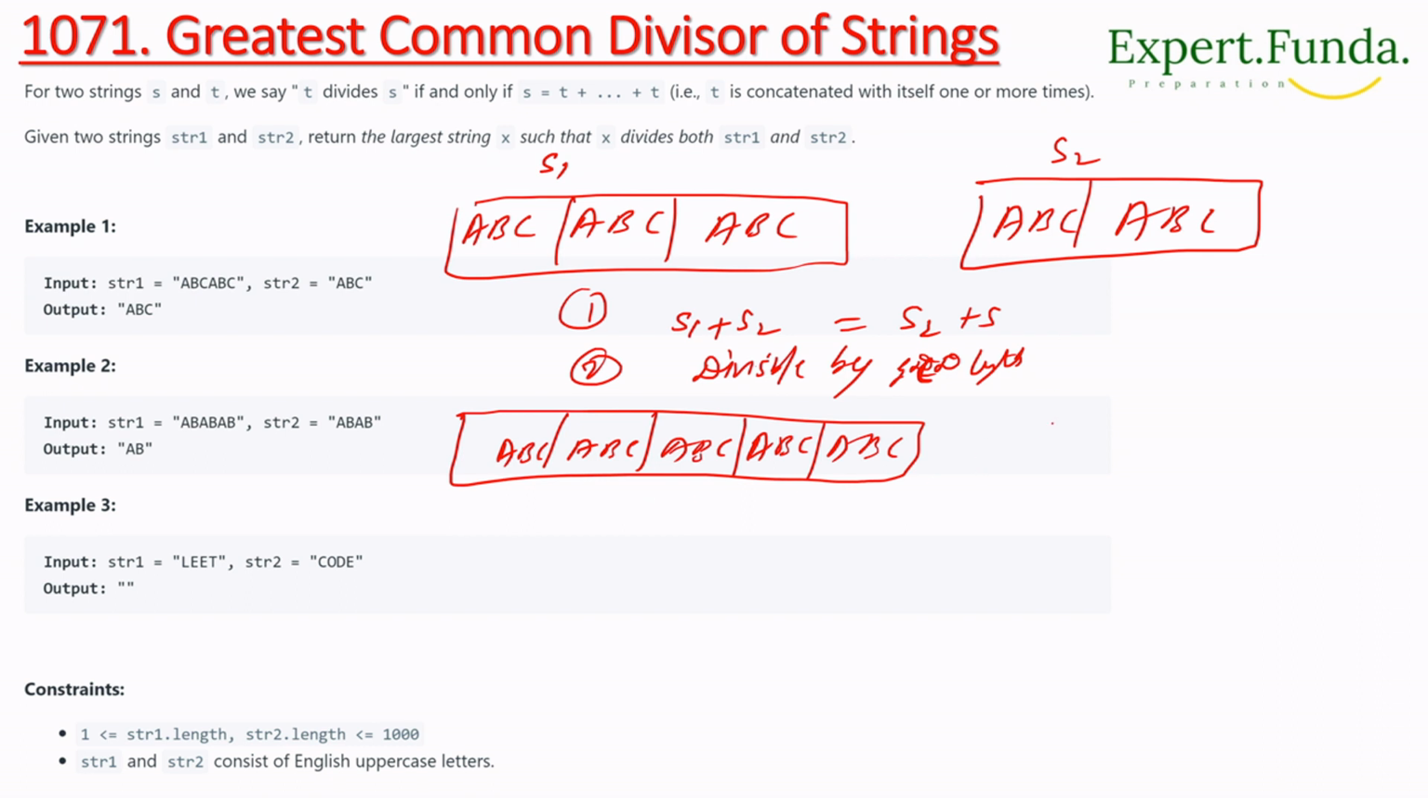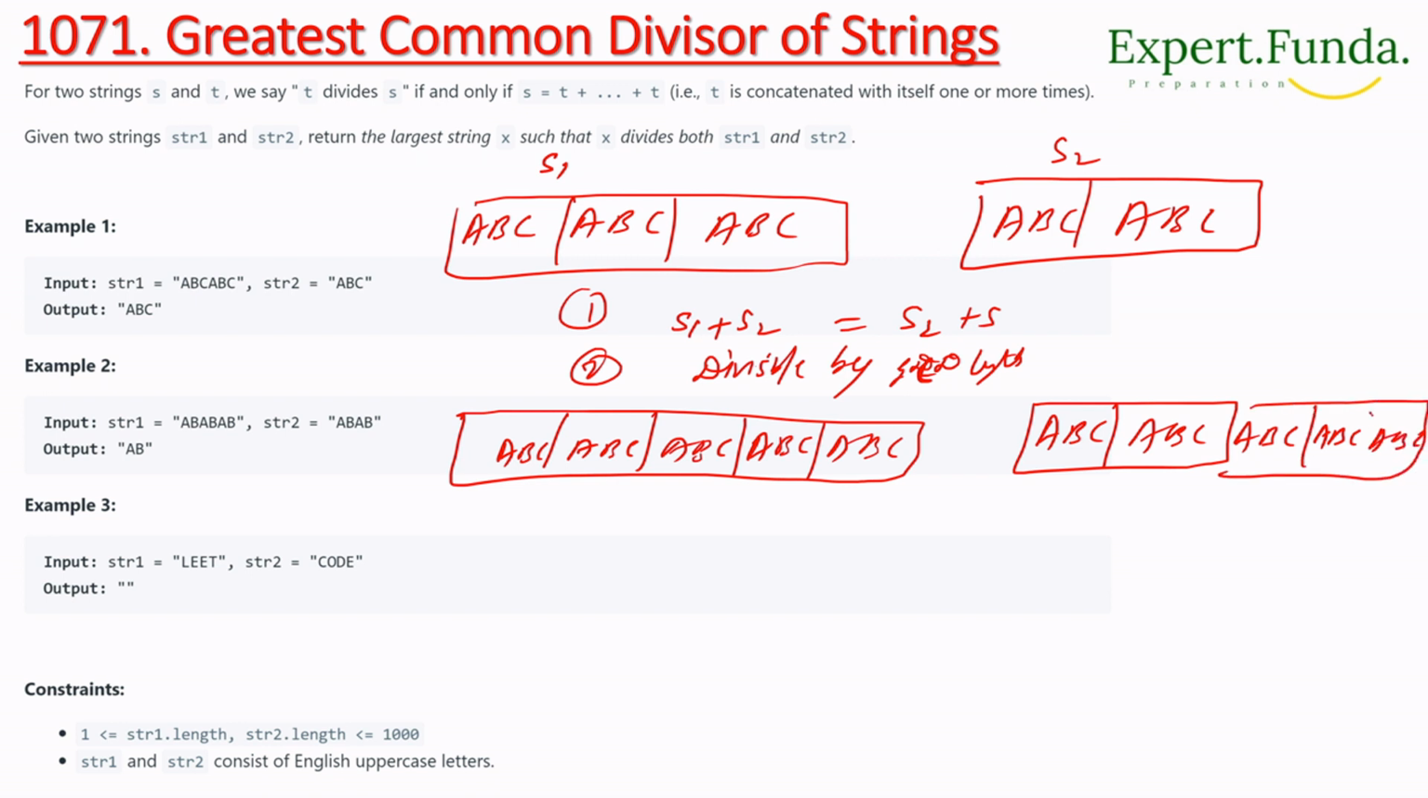Now if we do here abc, that is in s2 we have abc abc, correct? But if we concatenate s1, what we have, abc abc abc. Yeah, we can concatenate this one and we can append this one, right? So both are same, 1 2 3 4 5, 1 2 3 4 5, right? Both are same.